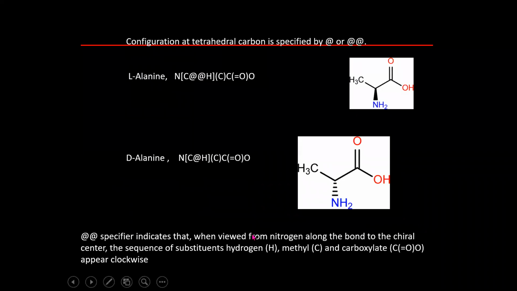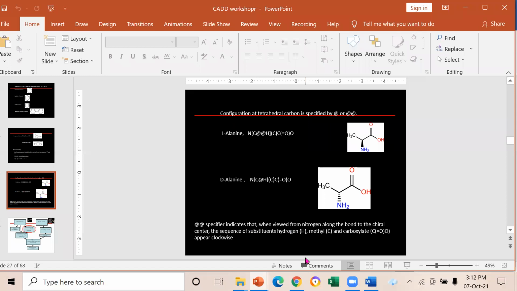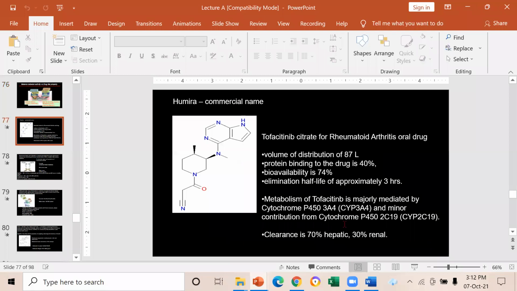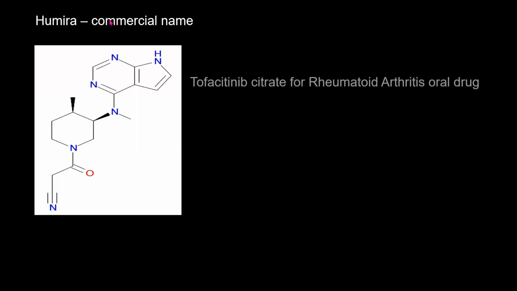Okay. Let's look at some structures. This is Humira, the commercial name. This is one of the top selling drugs for rheumatoid arthritis. It's a big business because, like I said yesterday, as the population ages, especially in Western countries, one of the major ailments is rheumatoid arthritis, swelling of the joints, pain, and so on. So this is an oral drug.